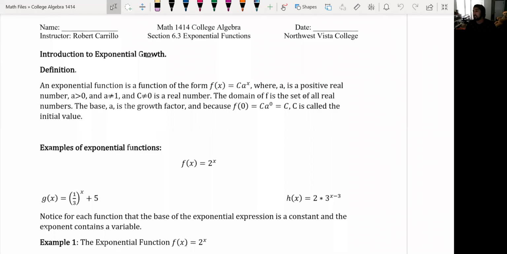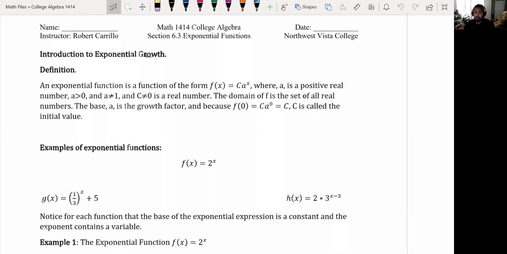Welcome. This is 6.3 Exponential Functions. Guess what we're doing more of today? Graphing. My goodness, I know, exciting. Okay. We're graphing a new function, though, an exponential function.